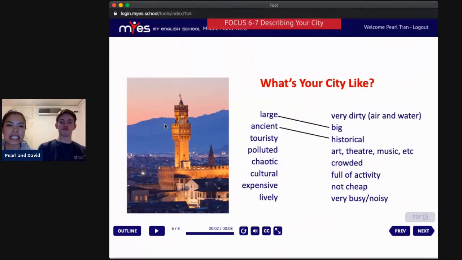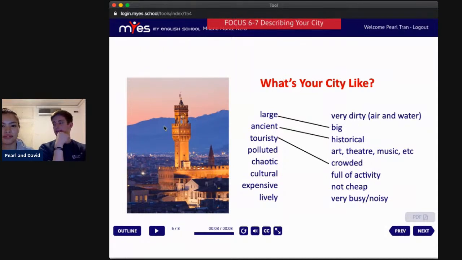Touristy. What is a synonym of touristy? Milan definitely is very touristy. Rome is very touristy. Good. What do you think, guys? I think it is crowded. Awesome. Touristy is crowded. So you can say, oh, don't visit the Duomo on the weekends. It's very touristy. Or it is very crowded. Lots of people.